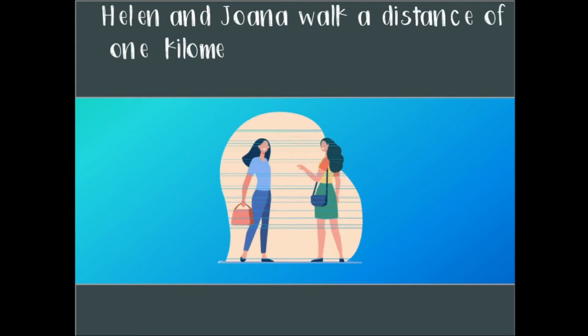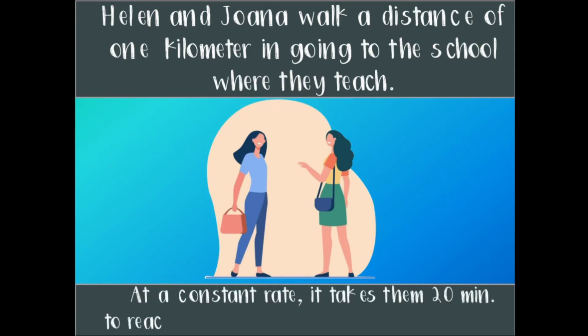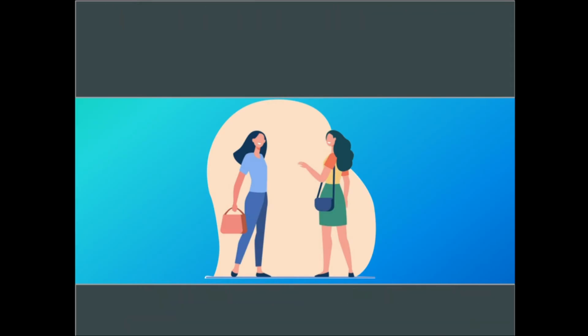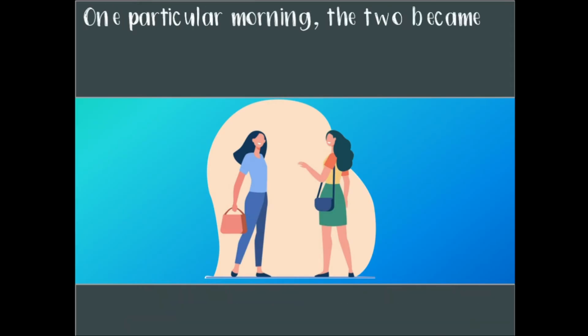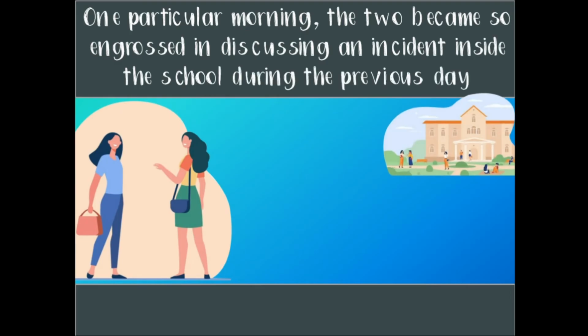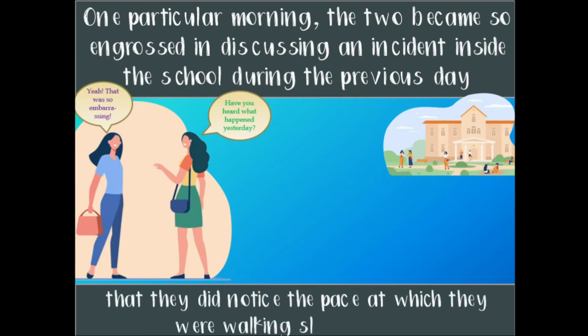Helen and Joanna walk a distance of 1 kilometer in going to the school where they teach. At a constant rate, it takes them 20 minutes to reach school in time for the first class. One particular morning, the two became so engrossed in discussing an incident inside the school during the previous day. Have you heard what happened yesterday? Yeah, that was so embarrassing. That they didn't notice the pace at which they were walking slowed down.